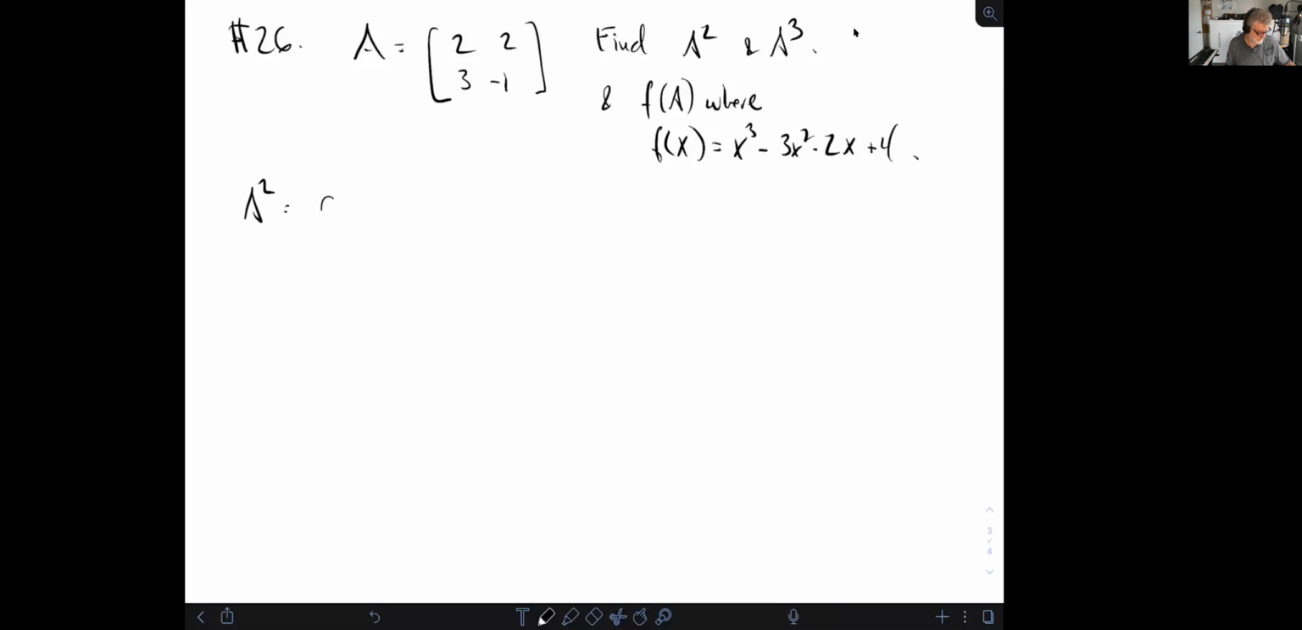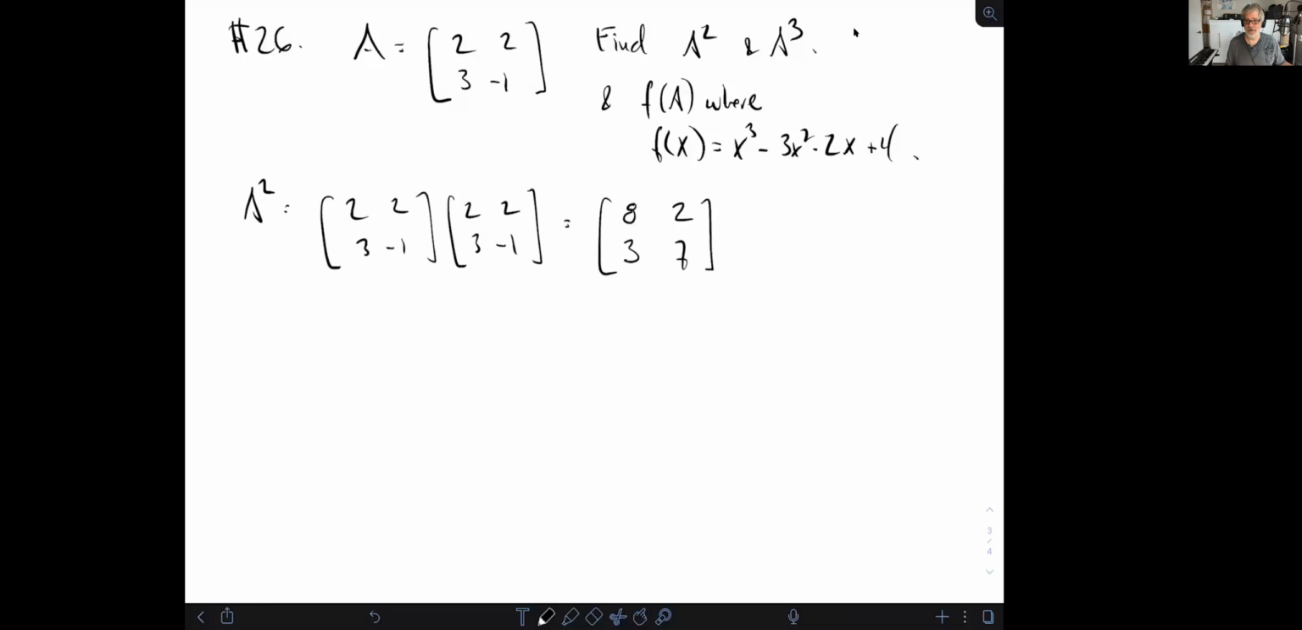What is A squared? That's A times A, and you can always multiply square matrices by themselves. The sizes will always match. So this is 8. 2 times 2 is 4, minus 2 is 2. That's 6 minus 3, that's 3. And 6 plus 1 is 7. Please make sure that I did it right, because if I mess up at the beginning, everything's going to be messed up after. So let's check that out again.